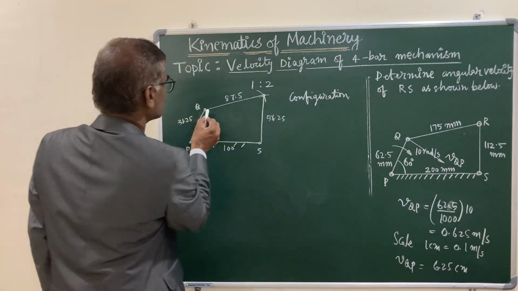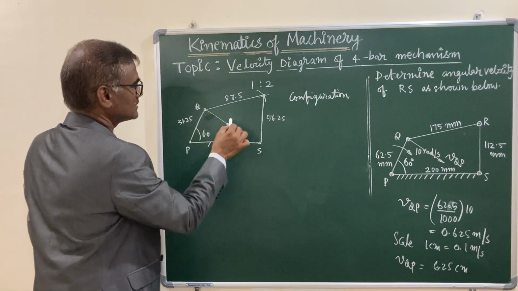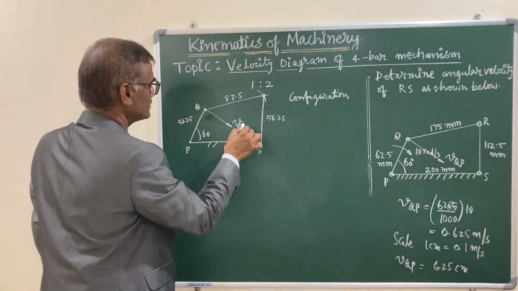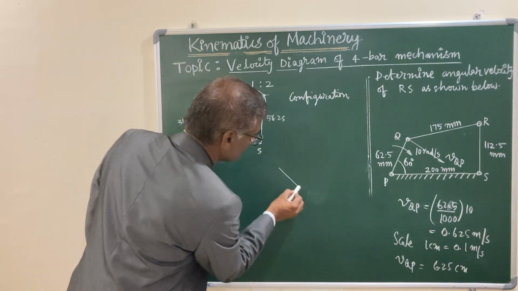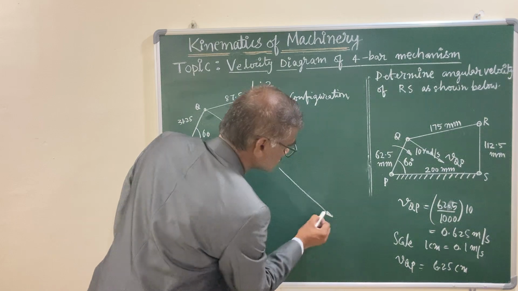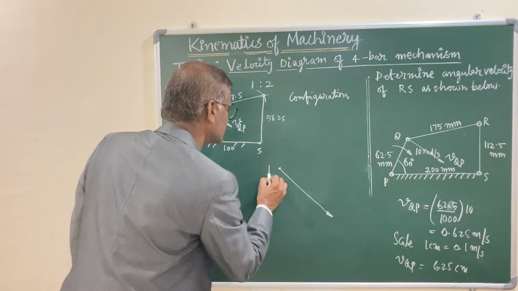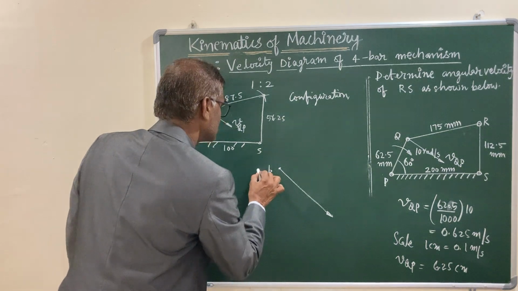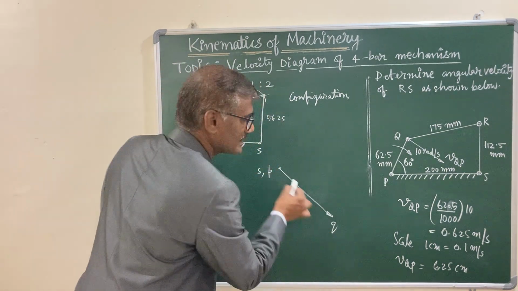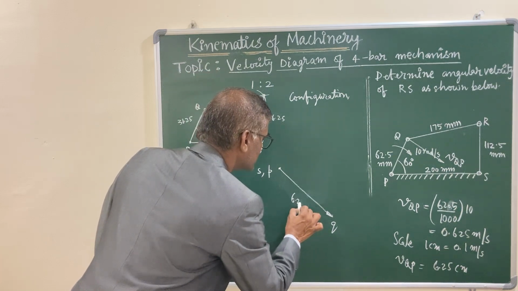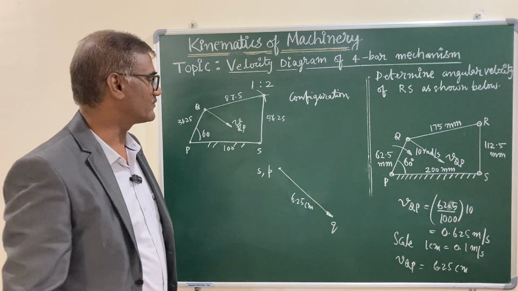The direction is known. It is perpendicular to the line joining QP. So this is the direction of velocity of Q with respect to P. So let us draw a vector whose length is 6.25 centimeters and beginning point is the pole, that is fixed point P, as well as S, and the other end is Q. This length is 6.25 centimeters. This particular vector is completely defined.